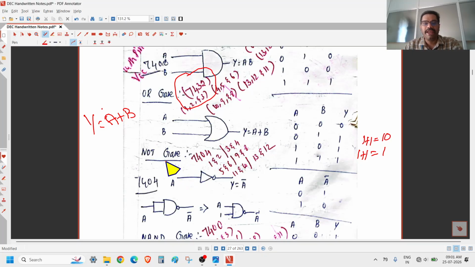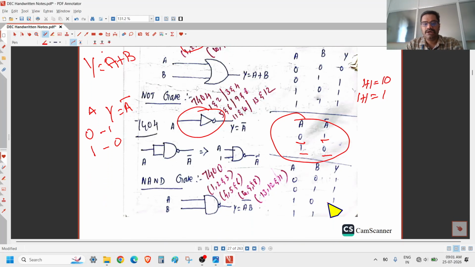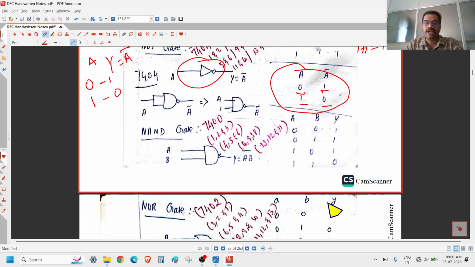The next gate is the NOT gate, that is, the inverter gate. If you want to perform a negation or inversion operation, we can do it with the NOT gate. The input is A, and the output Y is equal to A bar. If you provide 0, it will give 1, and if you provide 1, it will give 0. That is the NOT gate. You can see this is the logical structure, and this is the truth table: 0 produces 1, and 1 produces 0. The IC number for the NOT gate is 7404. Please remember that also.